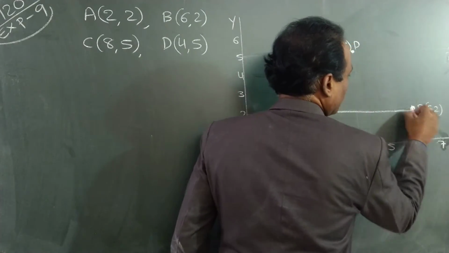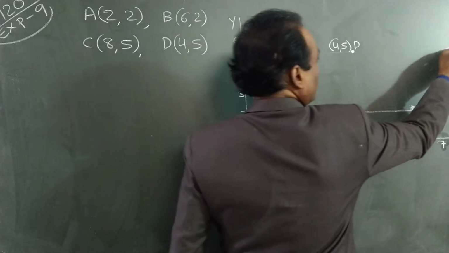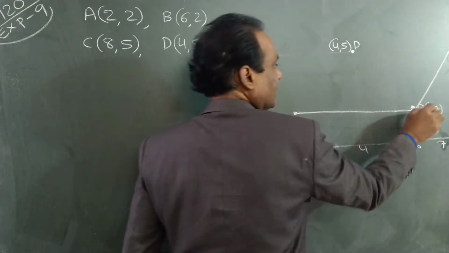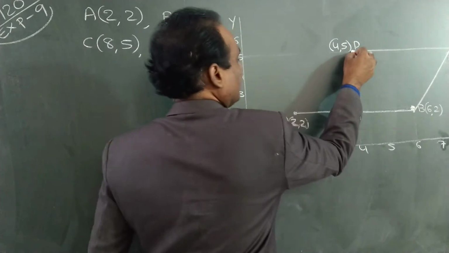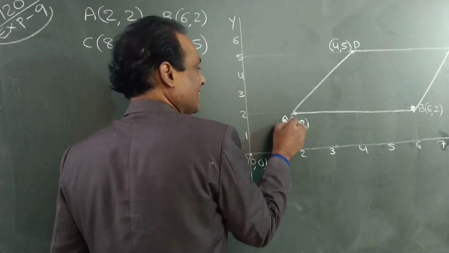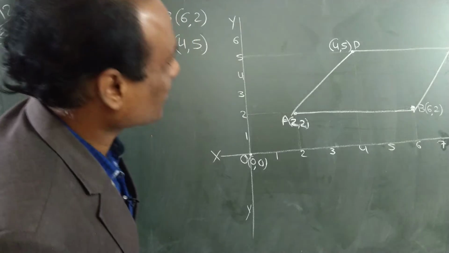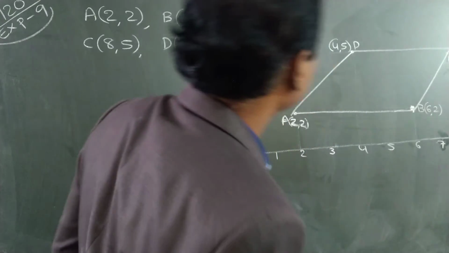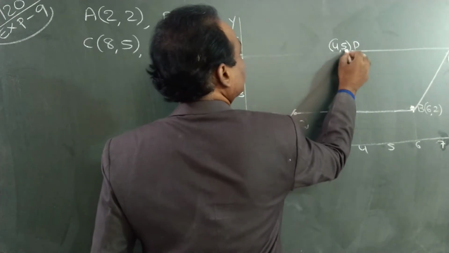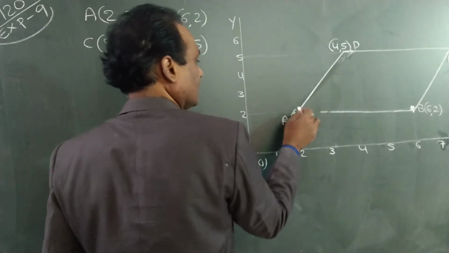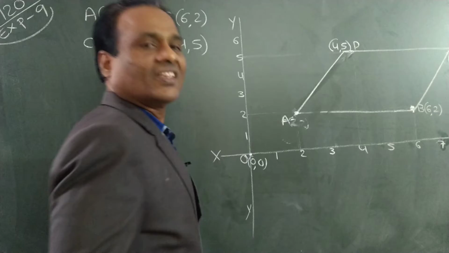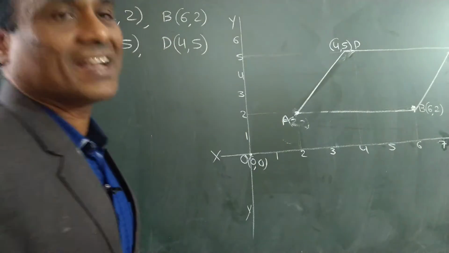AB is joined, BC is joined, CD is joined, DA is joined. We are getting a parallelogram. This is a parallelogram, so we have to find its area.